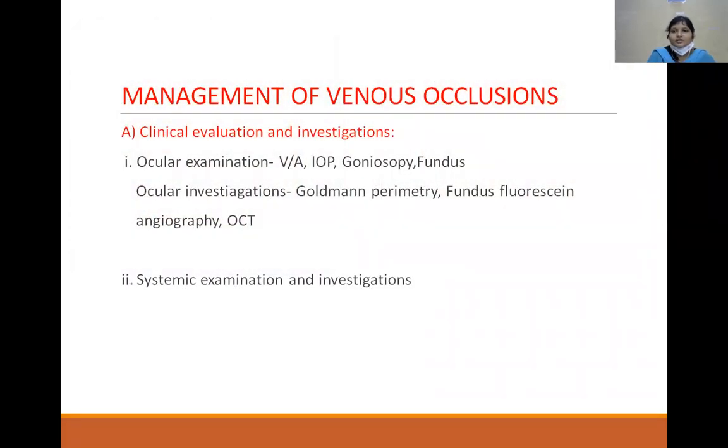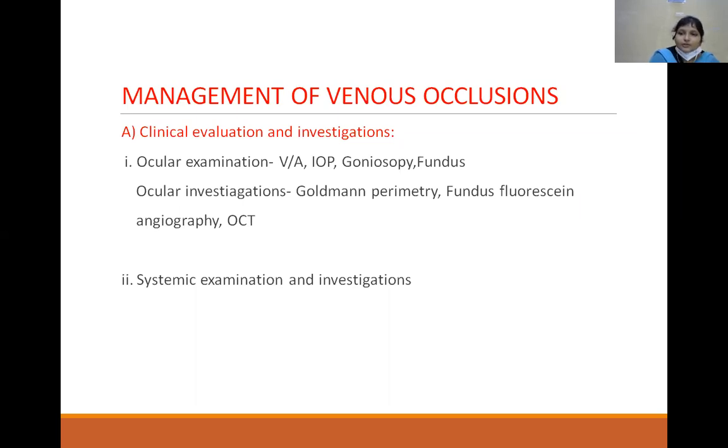So how do we manage a case of venous occlusion? First we have to completely evaluate the patient clinically. In ocular examination, visual acuity is important because the treatment to be given is based on the visual acuity. If it is better than 6/18, then we go for certain treatment. If it is less than 6/18, then we go for a different treatment. So visual assessment is very important.